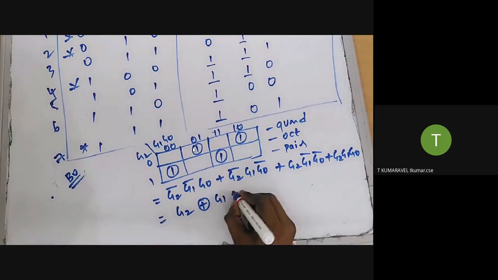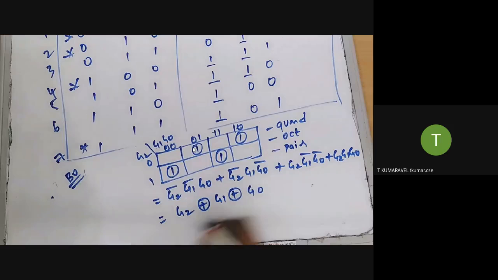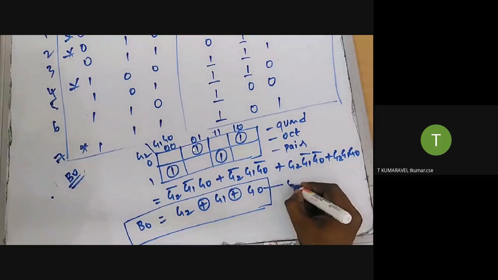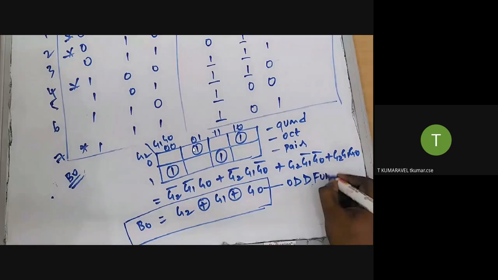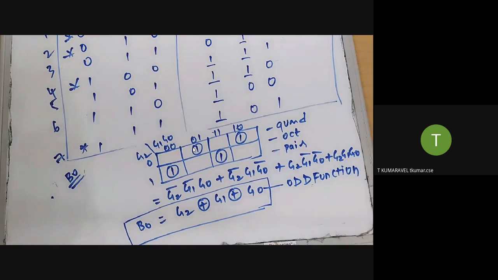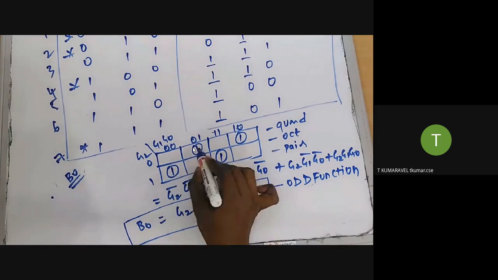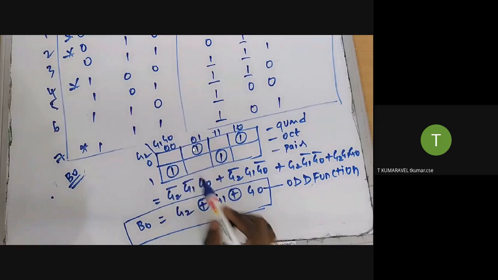What is the name of that equation? Already we discussed that. Anyone tell? That equation we call the odd function. Why is it called the odd function? These are the places where the output is equal to 1. You take the respective input combinations. An odd number of ones are available. That's why it's called the odd function. Do you have any queries?